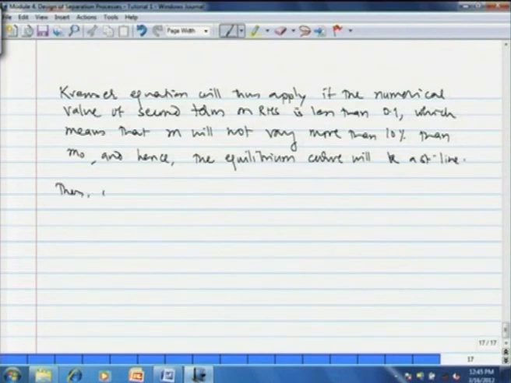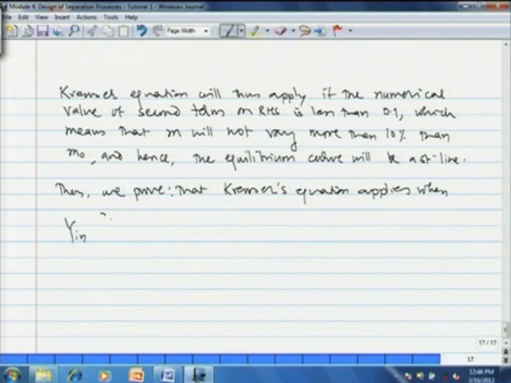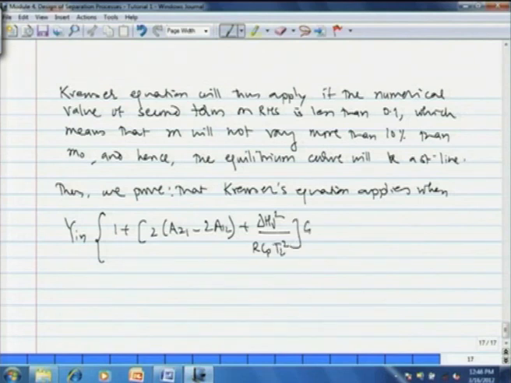And thus we prove that Kremser's equation applies when y in into 1 plus 2 into A21 minus 2A12 plus delta HV square by R Cp TL square into Gs by Ls is less than or equal to 0.1, and that is the solution.